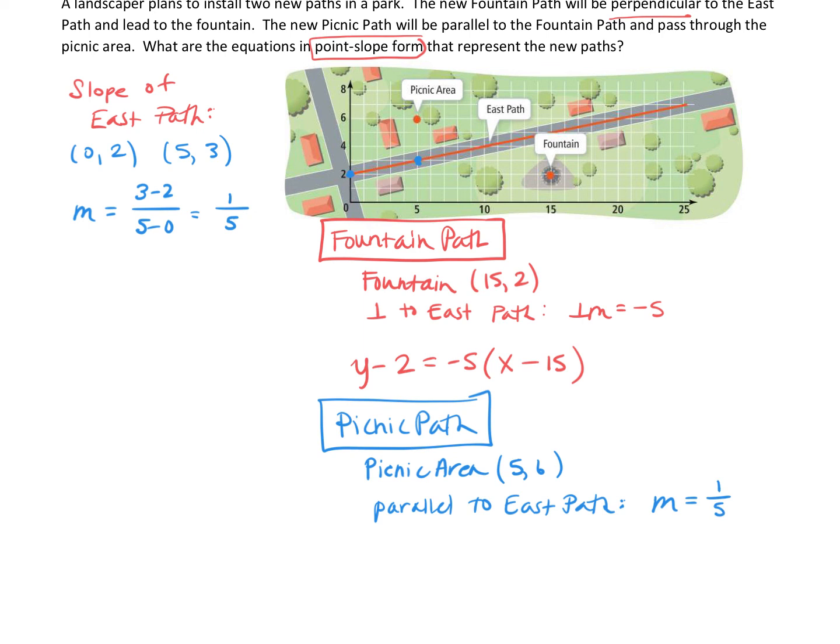Now we can write our equation of the line in point-slope form. y minus our y1 of our ordered pair, which is 6, equals our slope of 1/5 times x minus our x1, which is 5. And they just asked for point-slope form. I feel like we're getting away with something here. We don't have to do any solving. We got our equations for our fountain path and our picnic path. One of them is perpendicular to the east path and the other one is parallel to the east path.